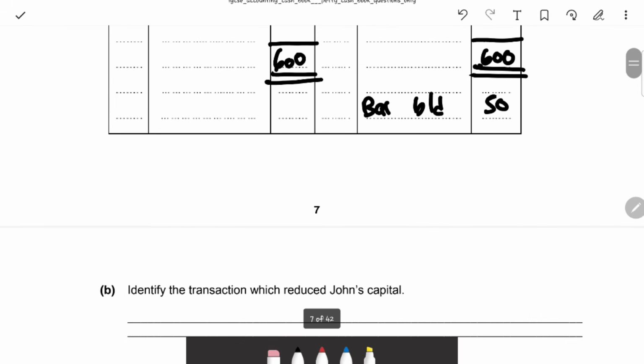Let's just do part B. It says identify the transaction which reduced John's capital. So you just have to debit the drawings.